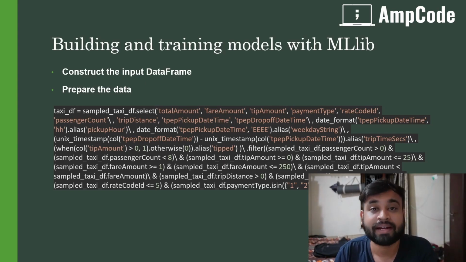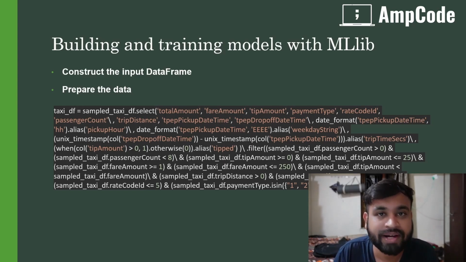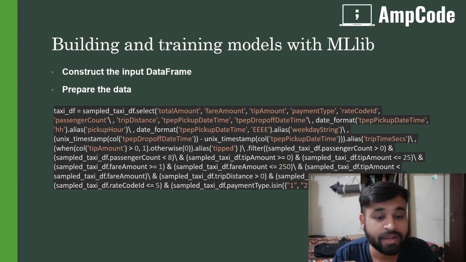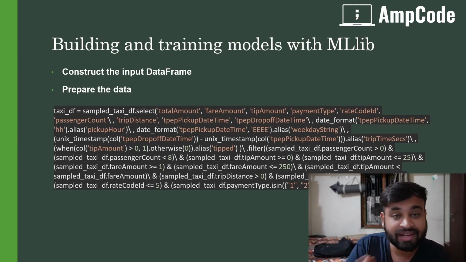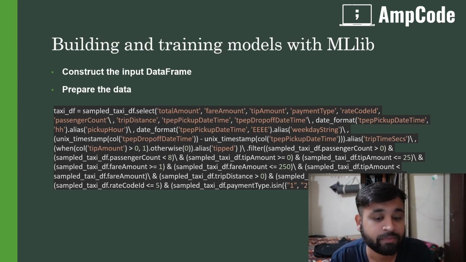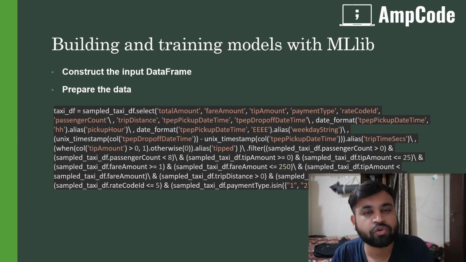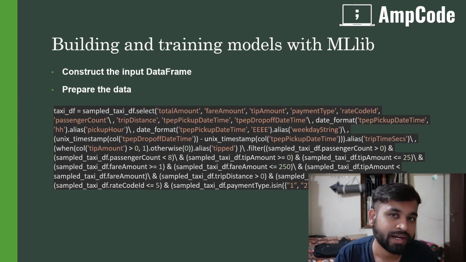Then you have to prepare the data. Prepare means you get only the required attributes and only the required data from your data set. Here, as you can see, we have different transformations applied. We have a sample taxi df, which is nothing but an input data frame, and here we are just selecting some of the parameters that we require in our machine learning model. We are doing the alias, the date format, as well as applying some filters. The filters help you get only the required rows and only the required columns of your data, so that you can input that in your machine learning model.